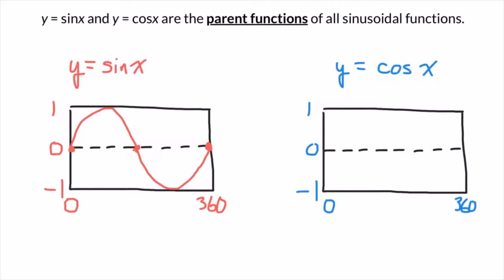For the cosine function, it starts at its maximum point and ends at its maximum point. Halfway in between, it's down at its minimum point. And it goes down, and then it goes back up. And that's what one complete cycle of a cosine function looks like. So if you memorize these boxes that I've just drawn for the sine and cosine curves, that'll help you as we go forward.